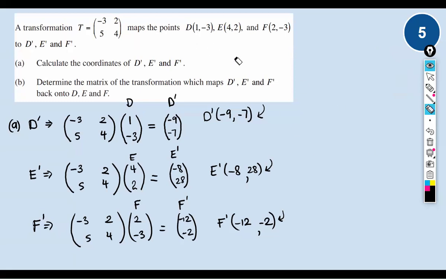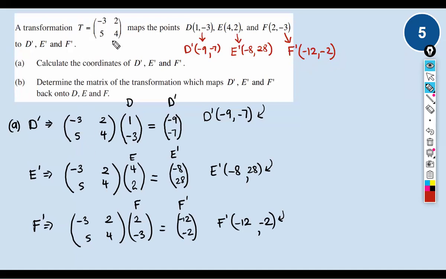Just to summarize, I'm using a different color. I know the blocking is kind of boring. When we used the matrix, we moved D to D prime, which was -9, -7. And then we moved E to E prime, which was -8, 28. And then we moved F to F prime, which is -12, -2. That is what we did so far.